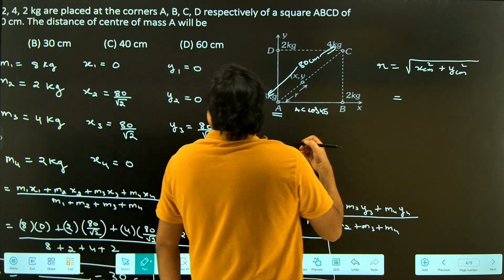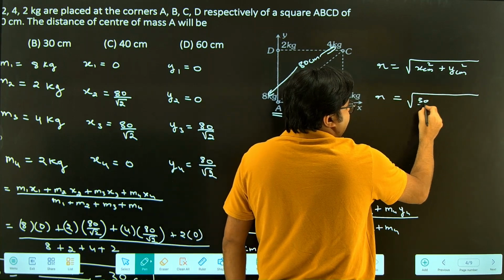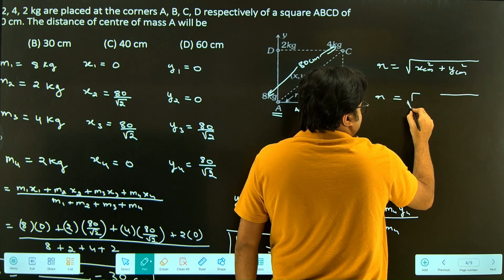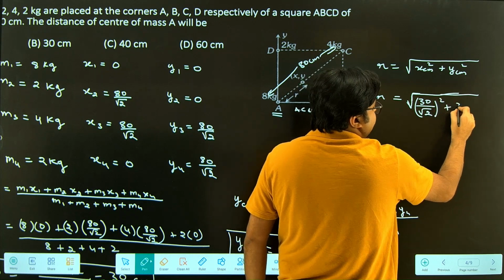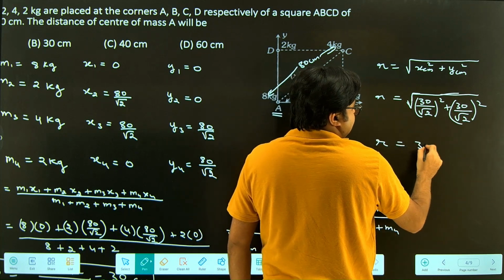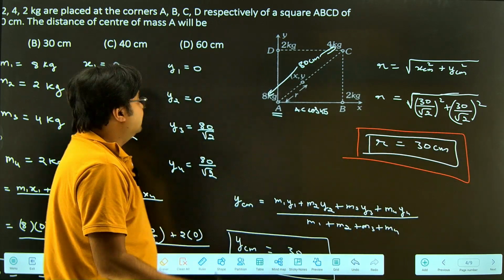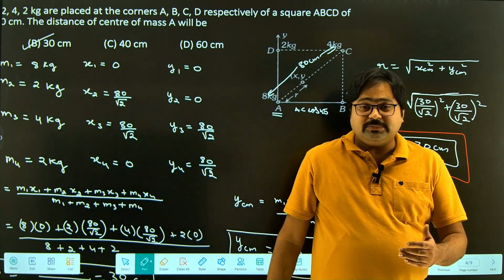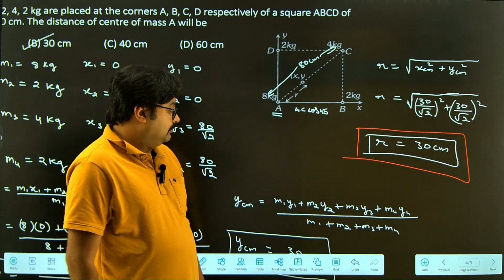So we have r being equal to root of 30 divided by root 2 the whole square plus 30 divided by root 2 the whole square. So the answer you would have is 30 centimeter. Now that's the distance to the center of mass. You will see that option B is the correct answer. That's how you would solve the problem if the problem is based on a discrete mass system.